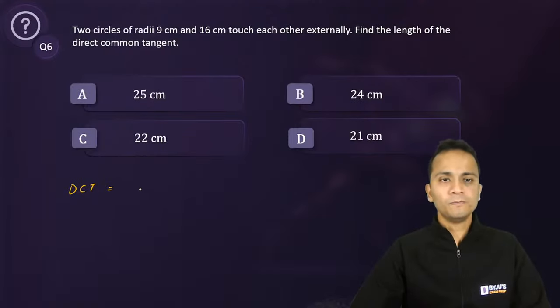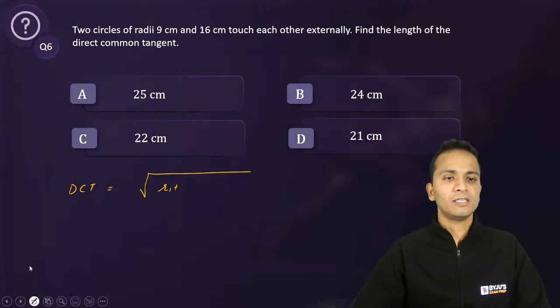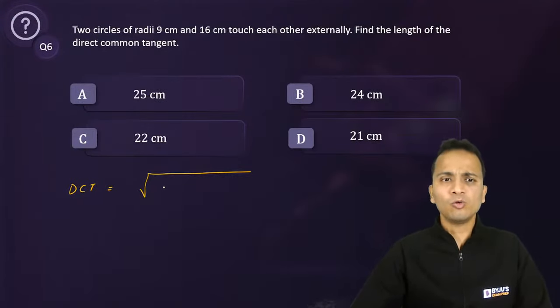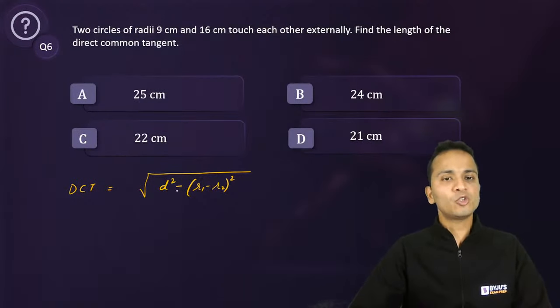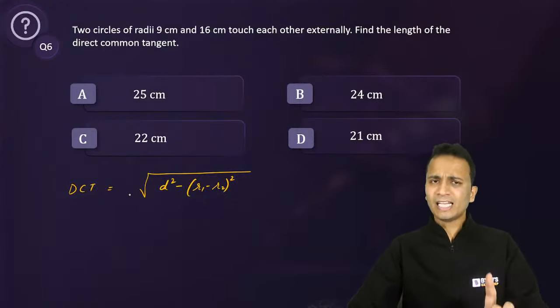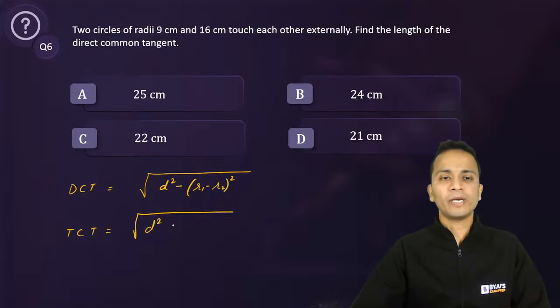the length will be equal to under root of R1 plus, or wait, let me write the formula for a general type of circles. So for general type of circles, direct common tangent will be equal to under root of D square minus R1 minus R2 whole square. All right, under root of D square minus R1 minus R2 whole square will be the formula of direct common tangent. I'll explain to you what is D, what is R1, what is R2. And for transverse common tangent, the formula will be under root of D square minus R1 plus R2 whole square.